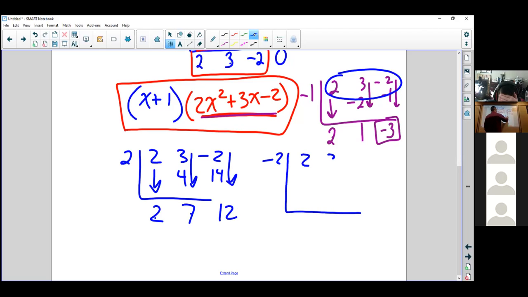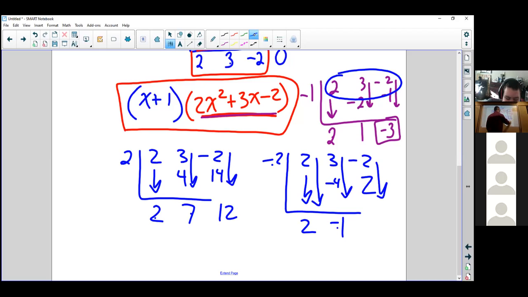So I get 2, 3, -2. Bring that straight down. That gives me a 2. 2 times 2, that's 4. Bring that straight down. That gives me -1. -1 times that is 2. Add those, I get a 0. Oh, so this worked, which is the same as this binomial.